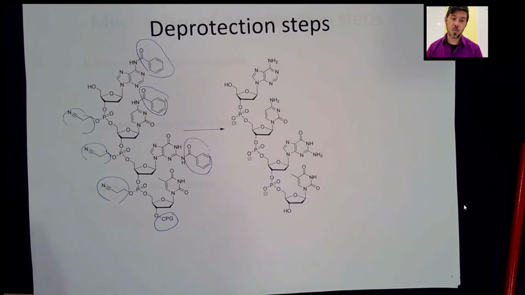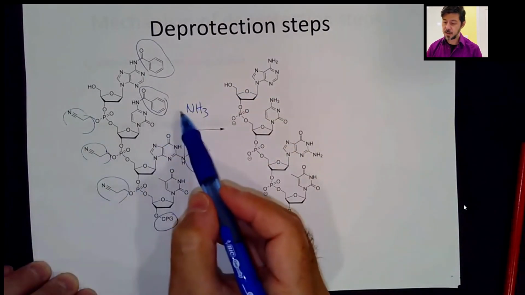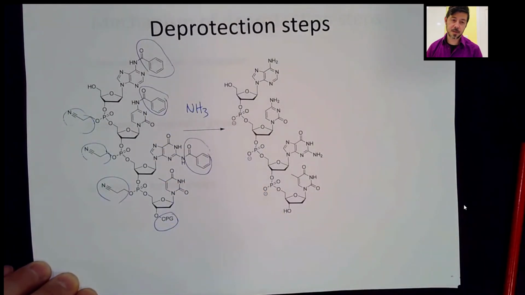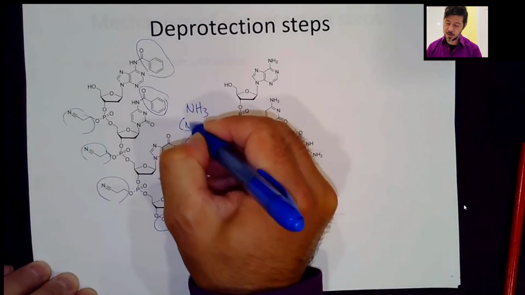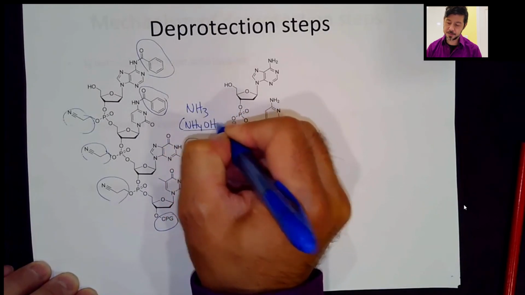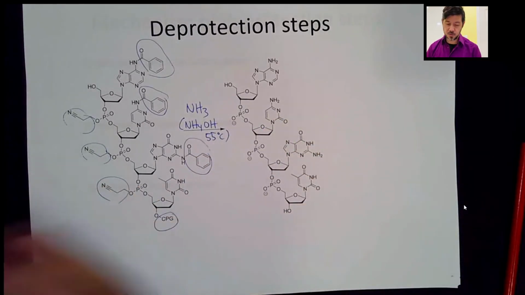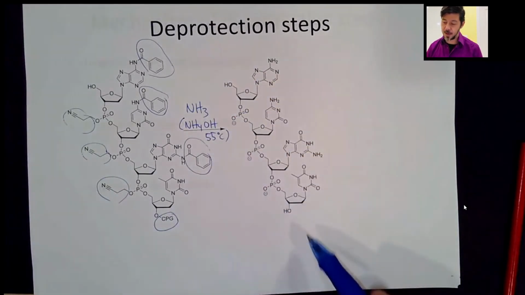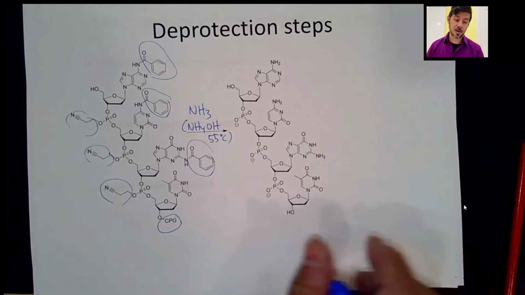But fortunately, there's one step needed that can do all of these things simultaneously, and that is ammonia. Ammonia can come and react, remove the benzoyl group, remove the O-cyanoethyl group, and remove this from the CPG resin. Ammonia, as you know, is a gas, so what we use is a hydrated form, ammonium hydroxide. We typically do this at 55 degrees, usually overnight for 16 to 18 hours. And then the next day we have a beautiful DNA or RNA strand with all those protecting groups off.